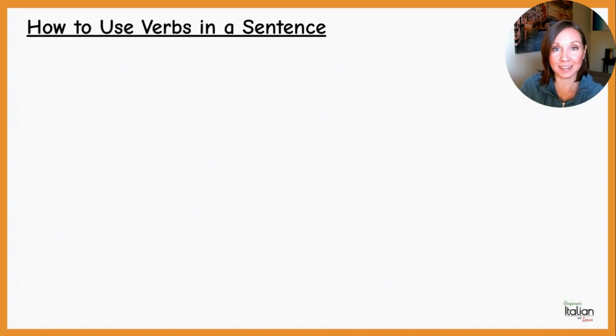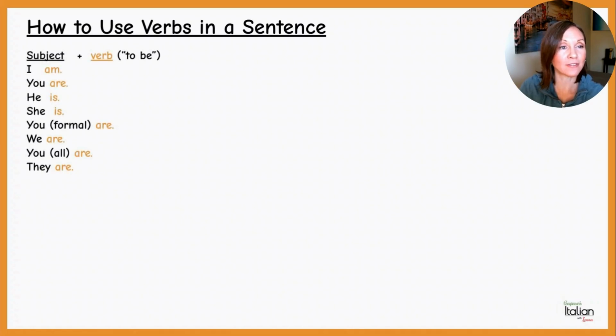How to use verbs in a sentence. So we have our very, very simple sentences here. So I am, you are, he is, she is, you formal are, we are, you all are, and they are. As we looked at before, the subject goes first in English, and then the verb comes after. And we're using the verb to be in this case.